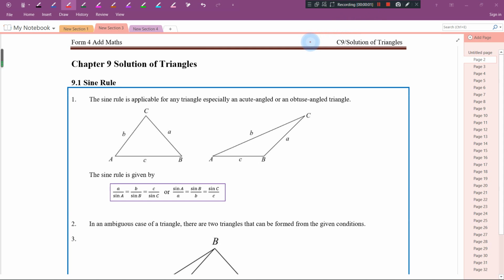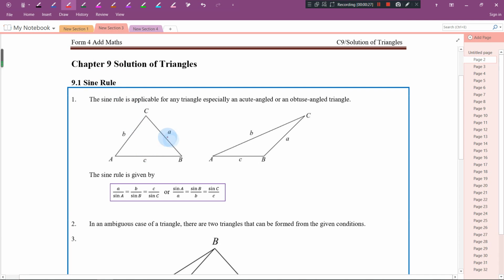Hi everybody, in this video let's look at chapter 9, solution of triangle. 9.1 sine rules. I have a triangle over here, A, B, C. Normally, if this is vertex A, the opposite side we will label with a small letter a. If this is vertex B, the opposite side we label with a small letter b. If this is vertex C, the opposite side we will label with a small letter c.